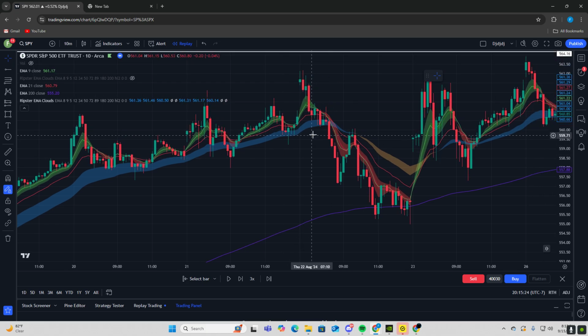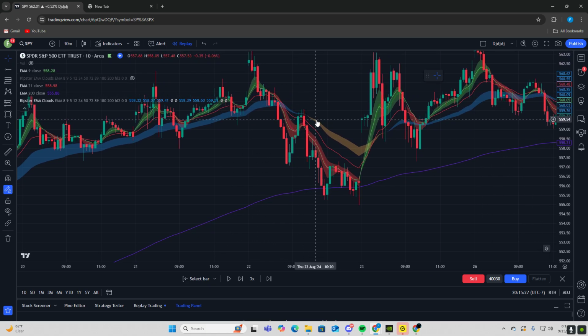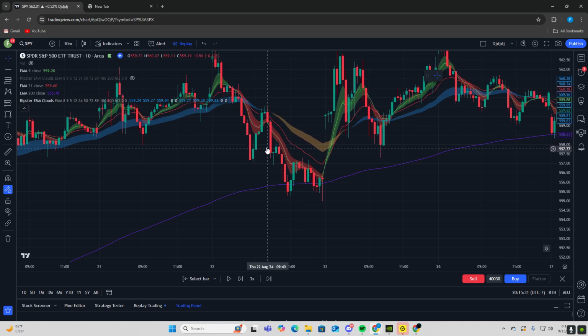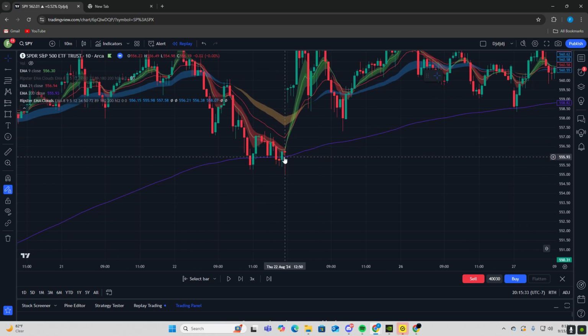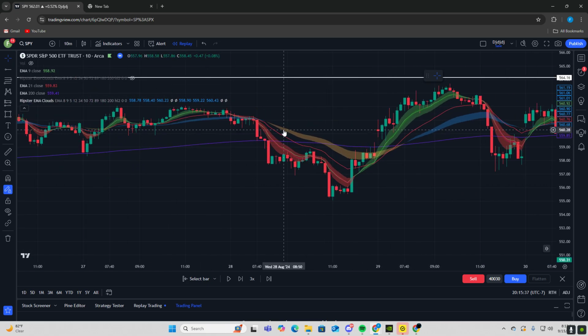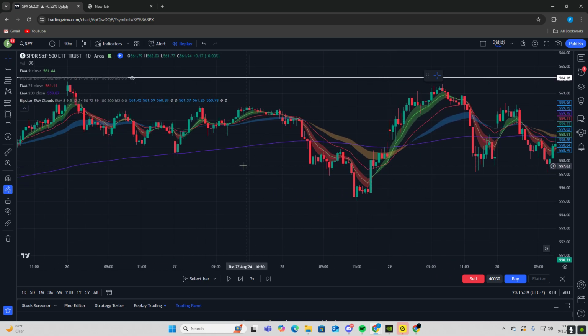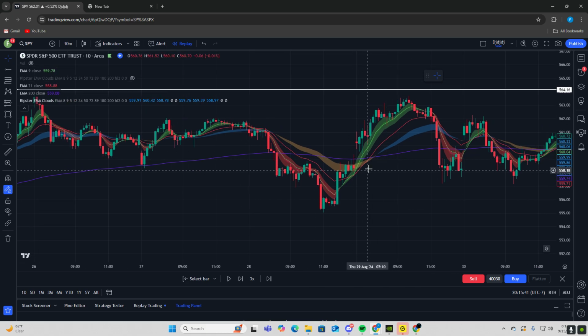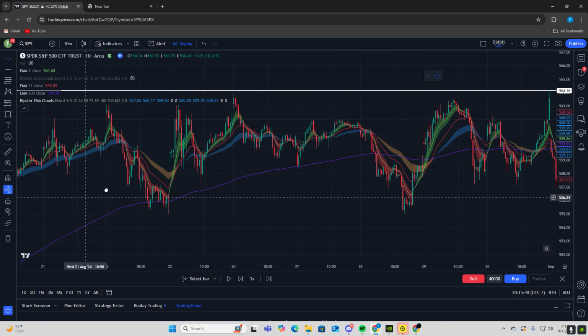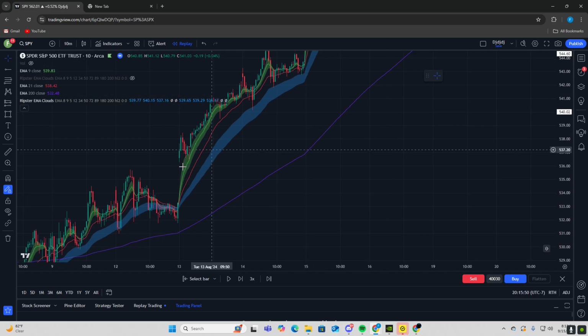But then once the blue cloud starts getting smaller and tiny, it starts turning into a brown cloud, which is like a bad cloud. And then yeah, we reject this brown cloud a little bit. We stay under our brown cloud, and then we switch it back to blue. Yeah, it's very simple how to use these clouds.